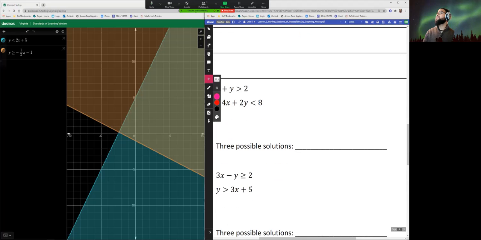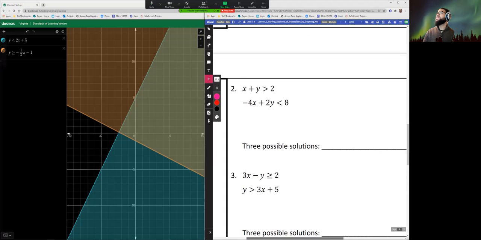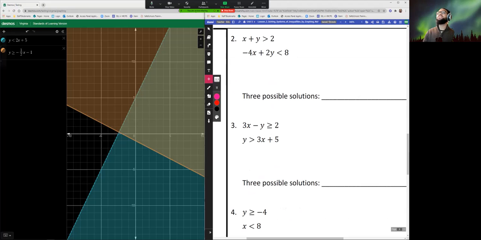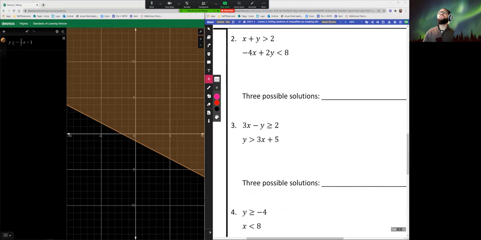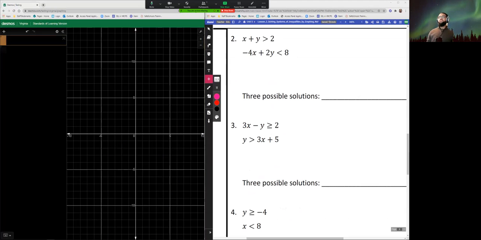Let's look at this next example. This next example, we're going to go step by step and see what we get. My first step is to type both of these equations into Desmos, and you might be able to copy and paste. Let's see.